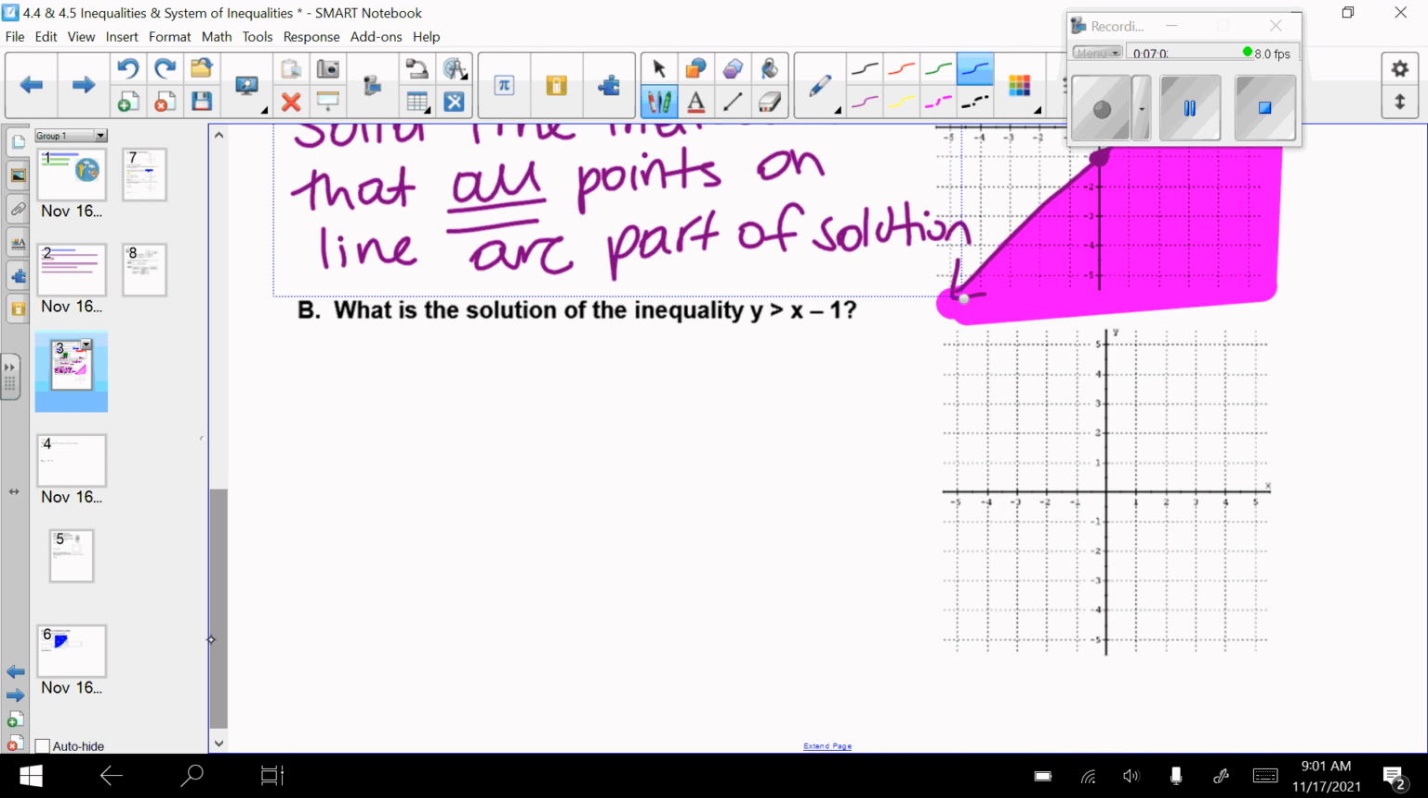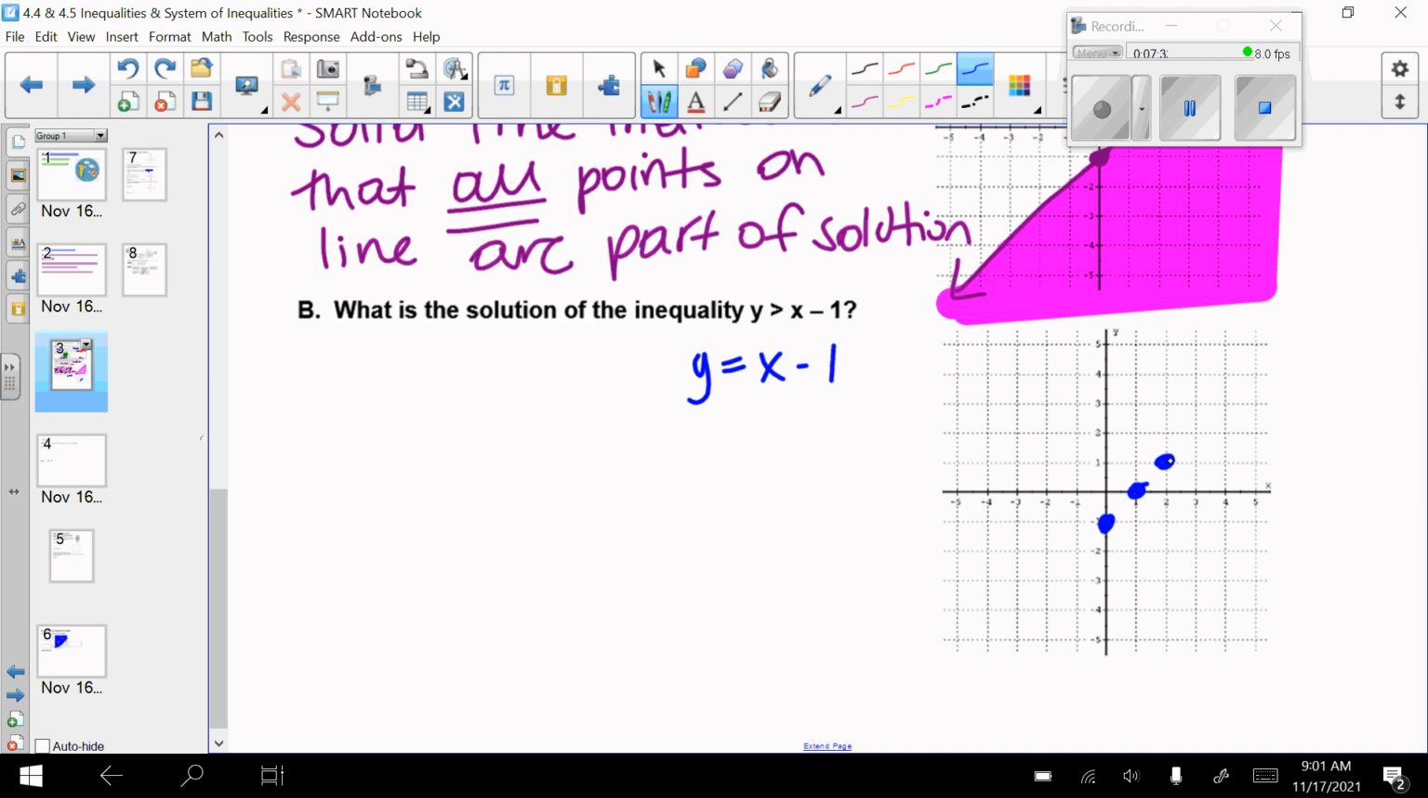So what's the solution of the inequality y is greater than x minus 1? So what are we going to do? Graph it just like we did the other one. What's my y-intercept of this one? -1, good. And what's my slope? It's just 1. There's an understood 1, just like writing y is equal to x minus 1. So you're going to go up 1, to the right 1.